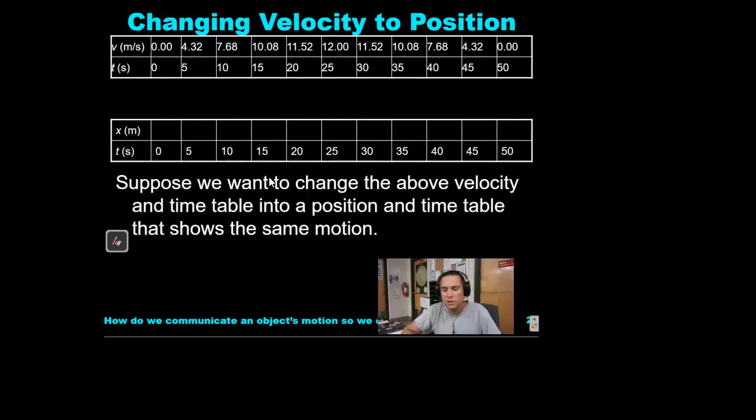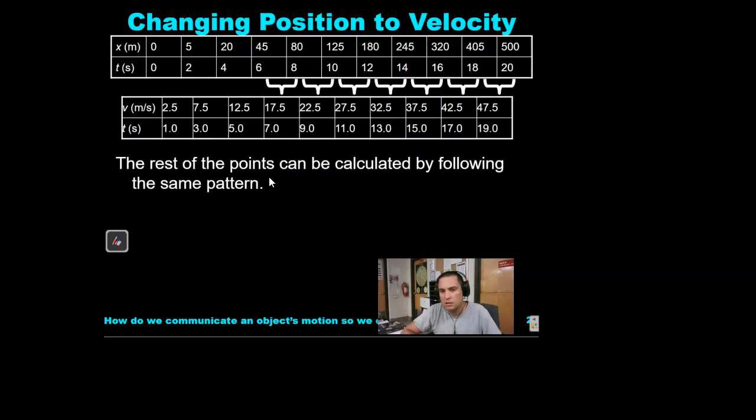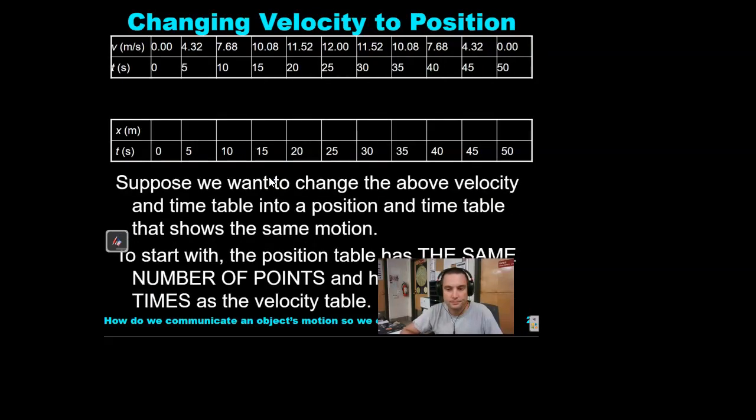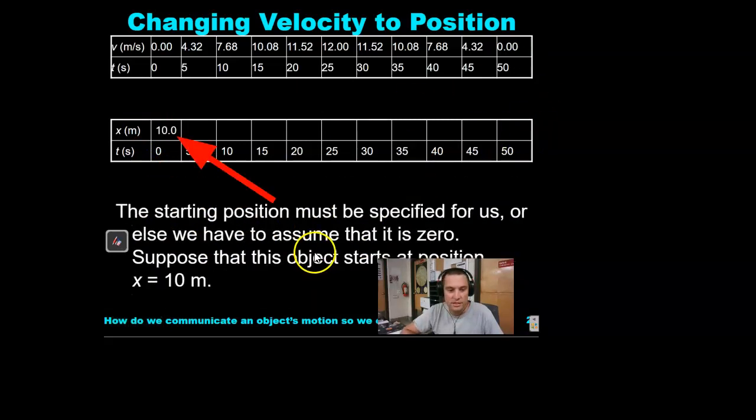Alright. Suppose we want to change the velocity and input it into a position versus time table. To start with, the position table has the same number of points and the same times as velocity. The starting position must be specified for us, otherwise we're going to have to assume that it's 0. Okay. So if it's not given to us, we're going to assume it to be 0. That's all we can do.